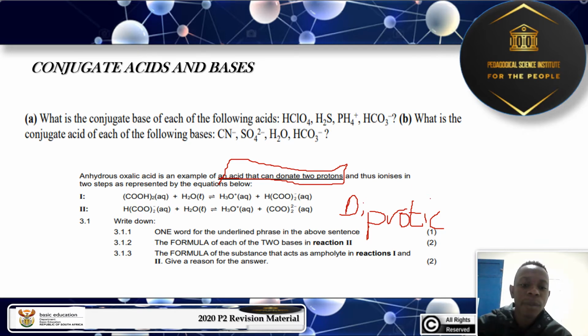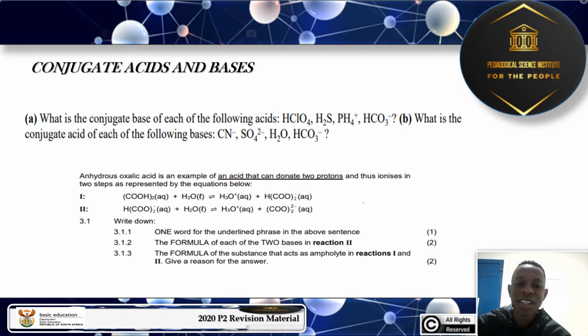Then 3.1.2, let me erase this one, the ugly handwriting, because here we are working. So 3.1.2: write down the formula of each of the 2 bases in reaction 2. Now they are saying let us look at reaction 2 and write the 2 bases that we can see from those ones. How are we going to judge that this is a base?